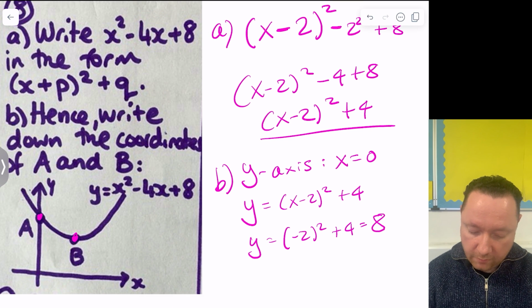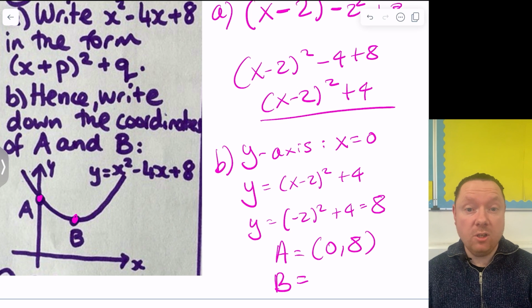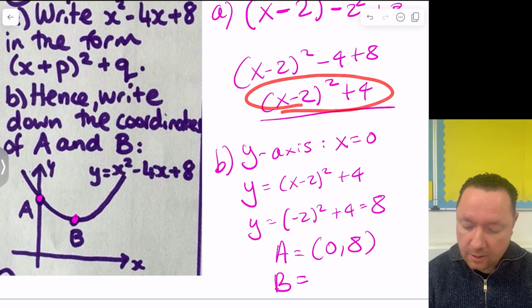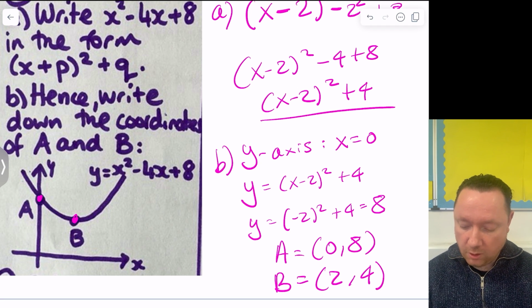So the coordinate for A is 0 and 8. For B is even easier. You have the turning point when you complete the square. It is in here. What you do is change the sign on this because you want to make this 0. So that becomes 2, because 2 minus 2 is 0. And the other number just stays the same, 4. So 2, 4.